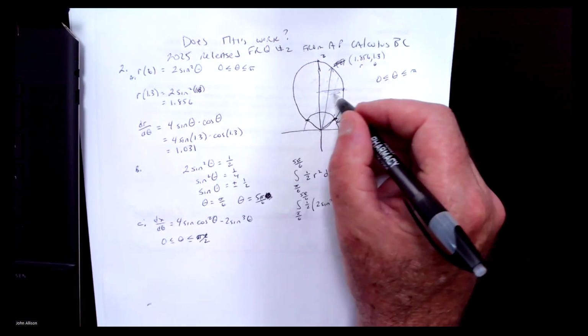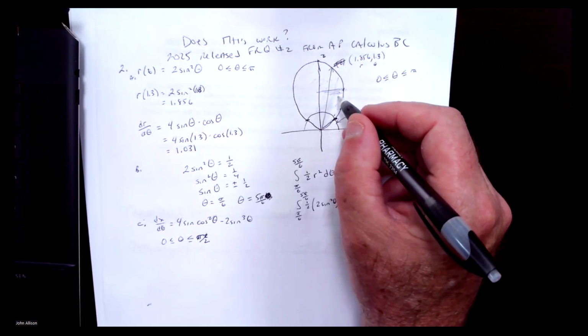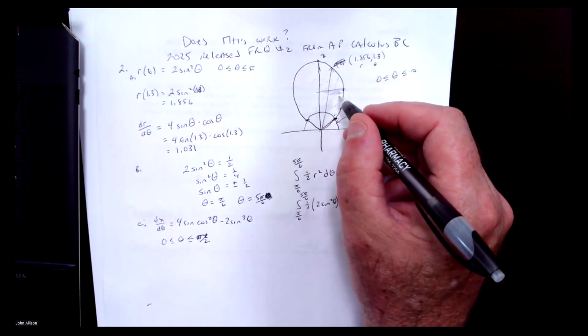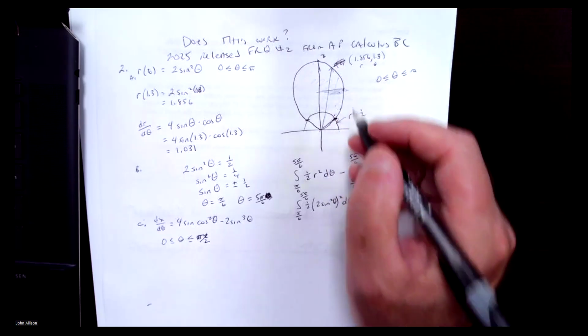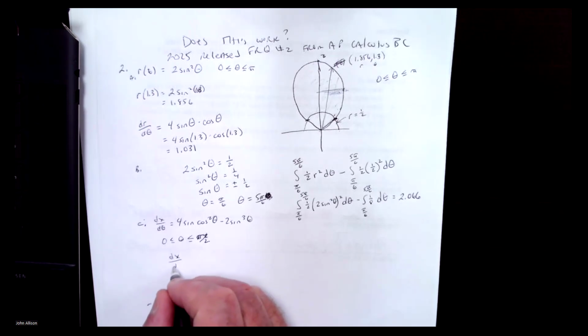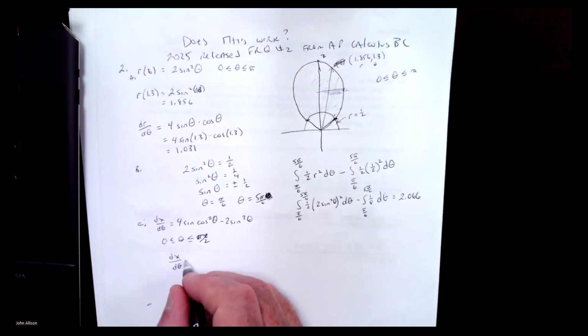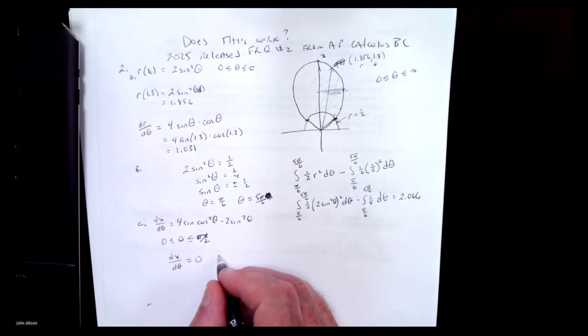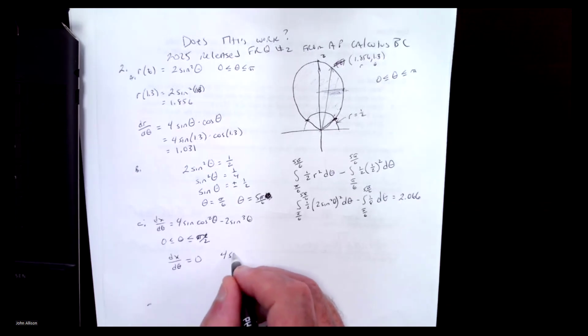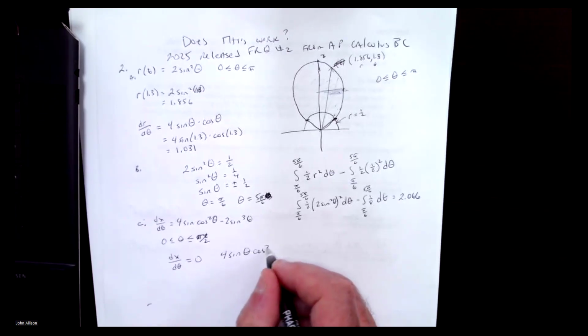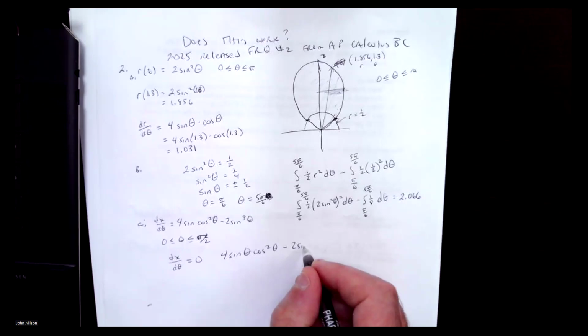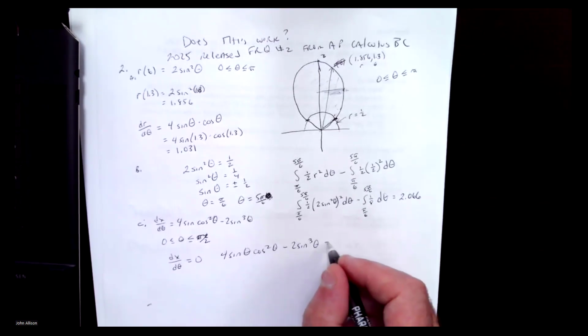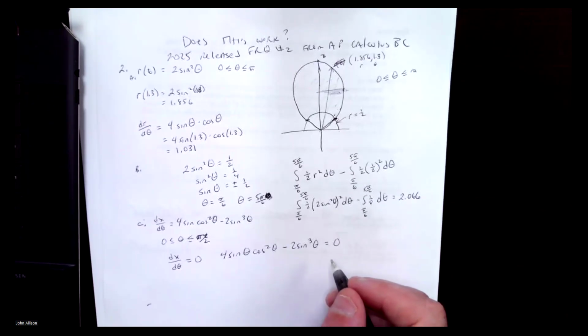We want the maximum x value. And dx d theta is the change in the x value with respect to theta. And so we want to know when that equals 0. And then we'll check and see what's happening on either side of that. So, if we do this, we're going to go to 4 sine theta cosine squared theta minus 2 sine cubed theta equal to 0.